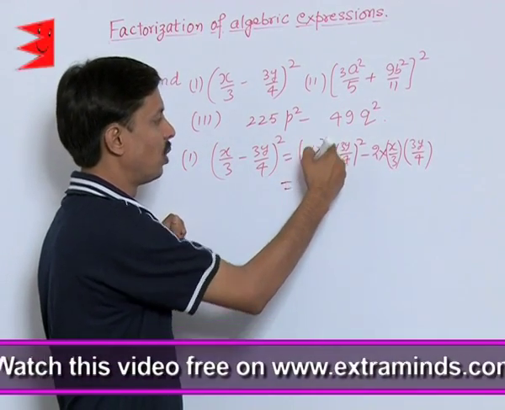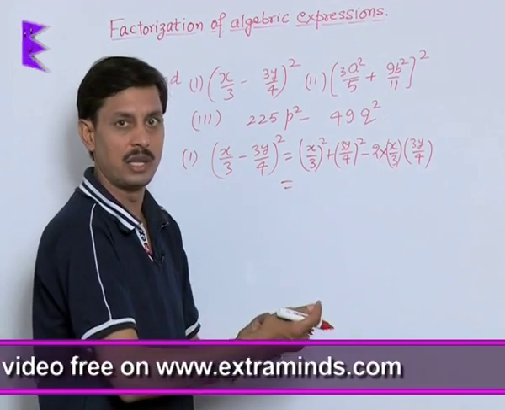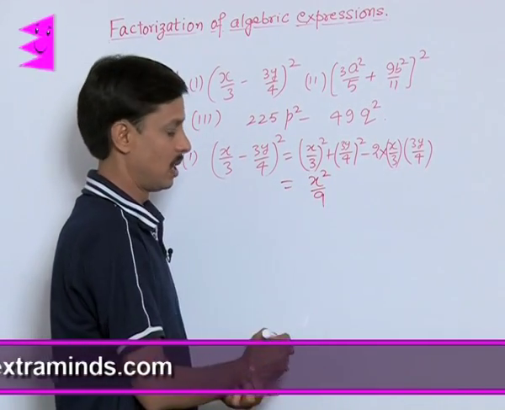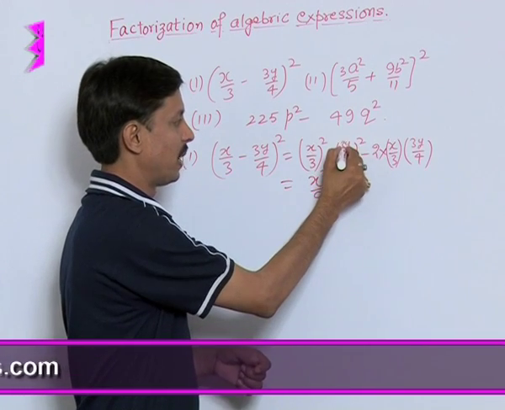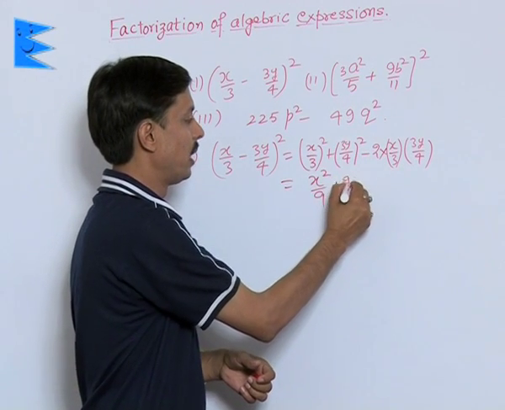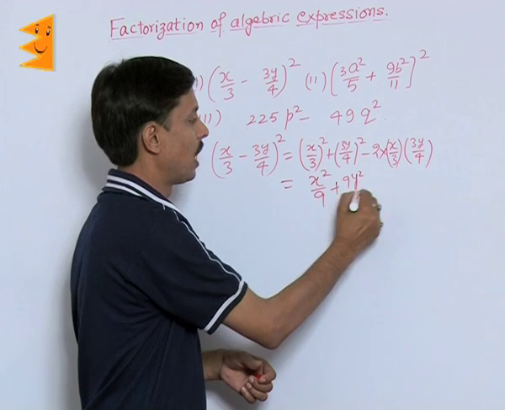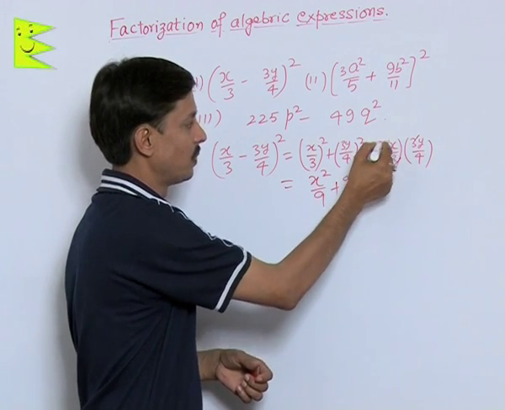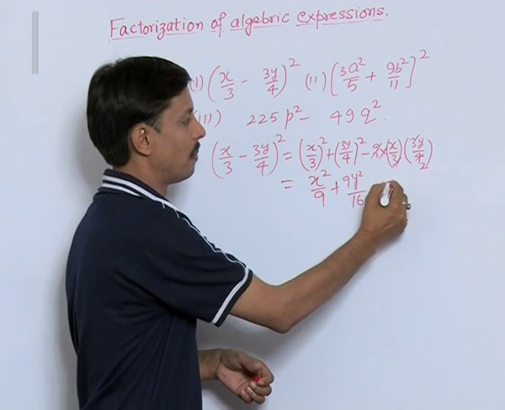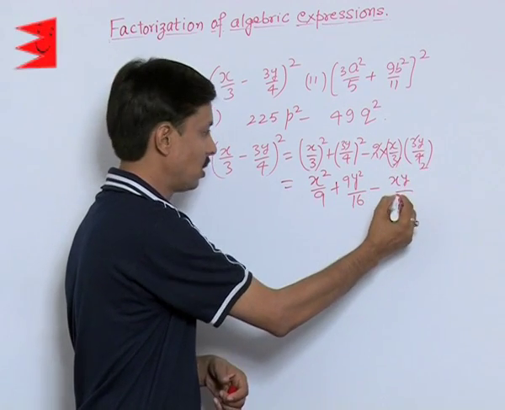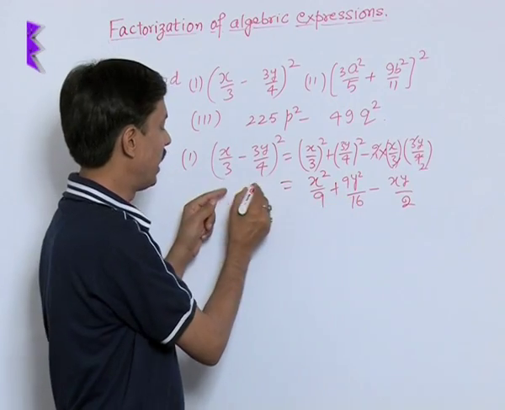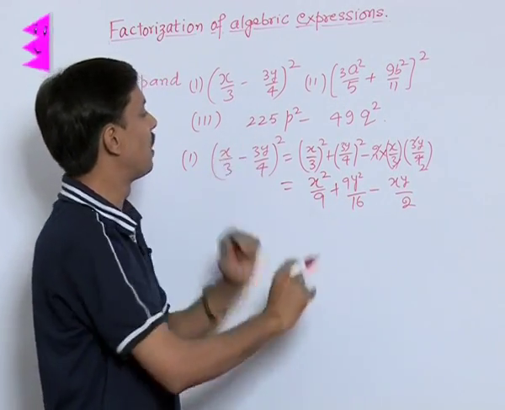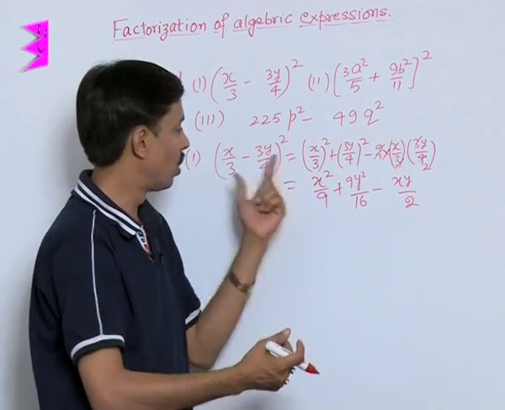Expansion of (x/3) whole square means x/3 into x/3. This gives us x²/9, the first thing. Then the expansion of (3y/4) whole square is 9y²/16, minus, we can say 3 and 3 get cancelled, 2 and 4 gives 2, so minus xy/2. This is the complete expansion of (x/3 − 3y/4) whole square.